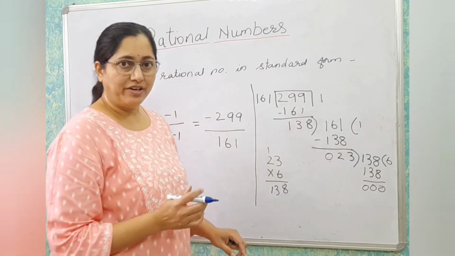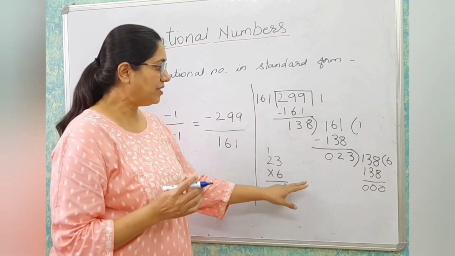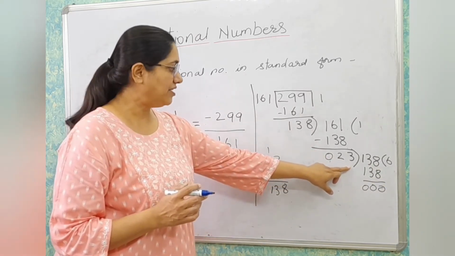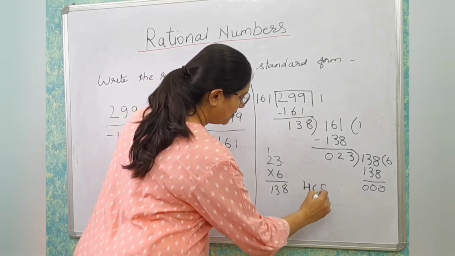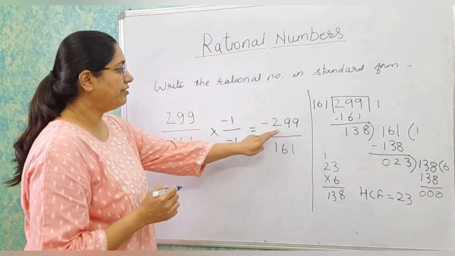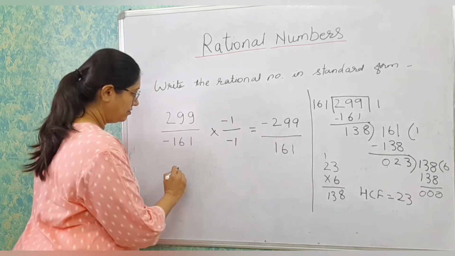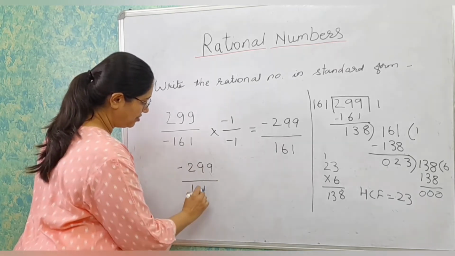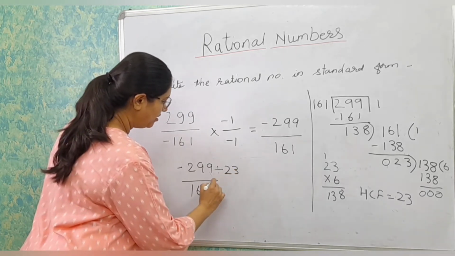In our regular division method, our answer would always be the quotient. But in this method, our HCF would be the last divisor, and the last divisor is 23. So our HCF will be 23. Now we will divide 299 and 161 by 23, that is, minus 299 divided by 161. Now I will divide both the numbers by 23.